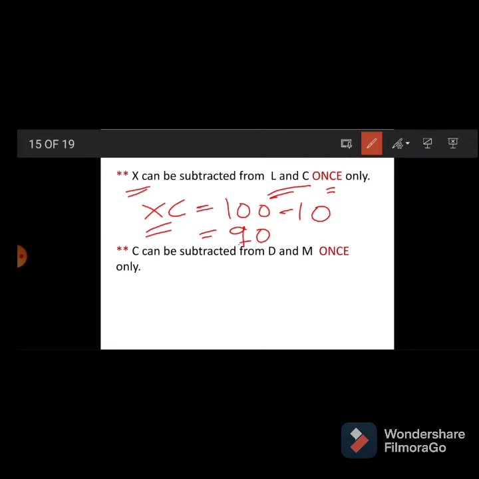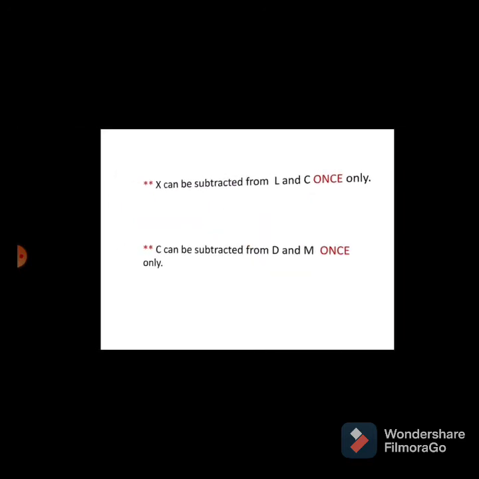Okay, then see, C can be subtracted from D and M once only. C can be subtracted from D and M once only. Clear now?